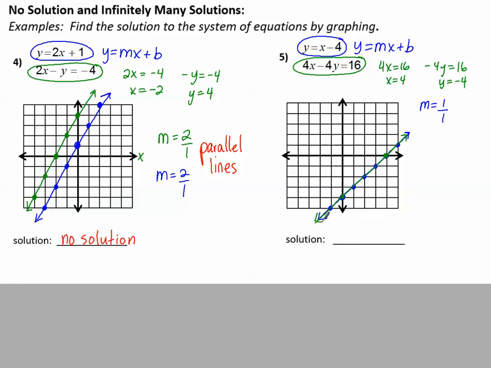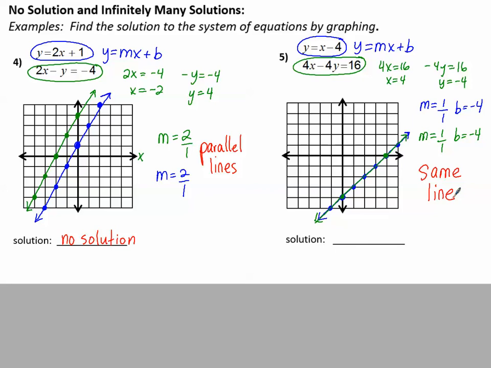Well, what do you notice? The second line landed right on top of the first line. It had the same slope and it had the same y-intercept. The y-intercept for the green line was negative 4, we see from the graph, and the y-intercept from the blue line was also negative 4. So they have the same everything. These are the same line.